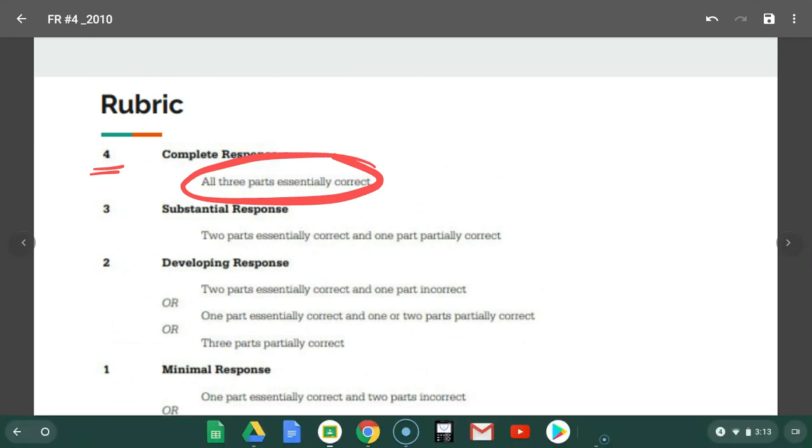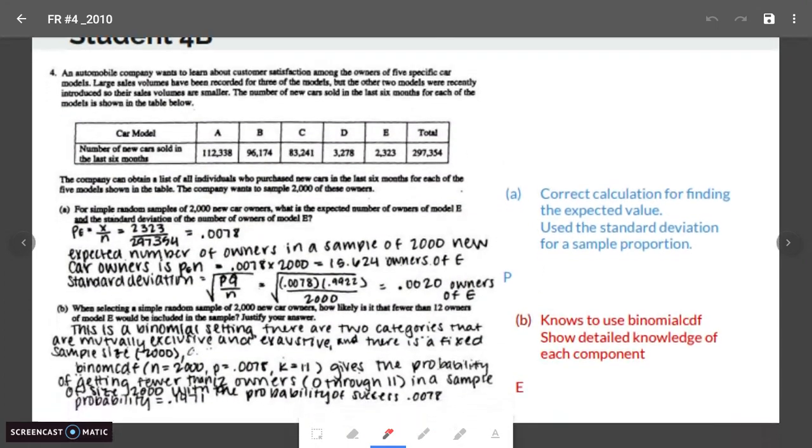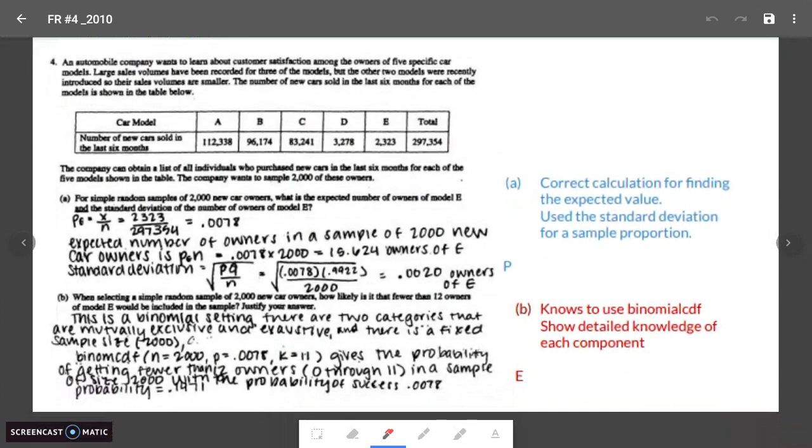This one, student B here, they showed a correct calculation for finding the expected value, but used a standard deviation for a sample proportion. So that knocked them down to a P. But for part B there, even they're doing a binomial setting, and they indicate what each piece of the binomial CDF is. They talk about all these pieces, a really well descriptive piece, so they still got essential there.